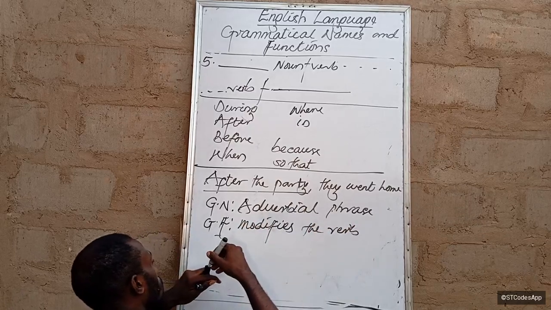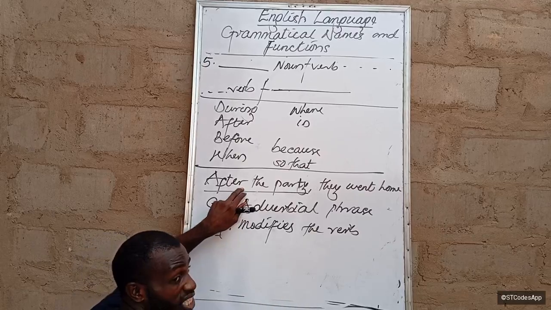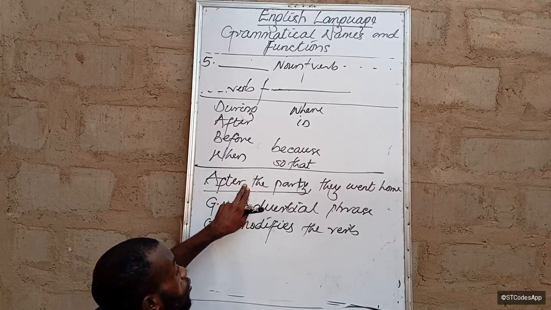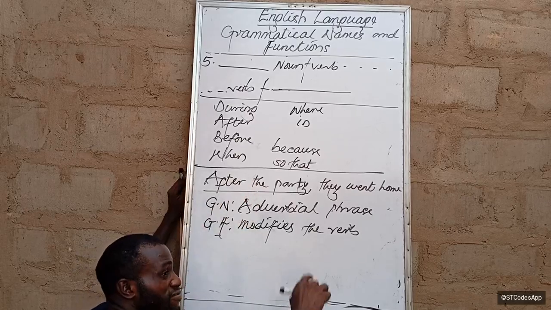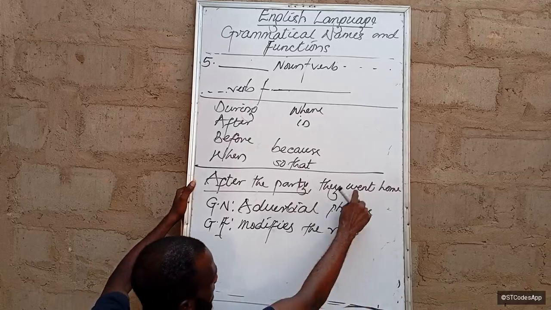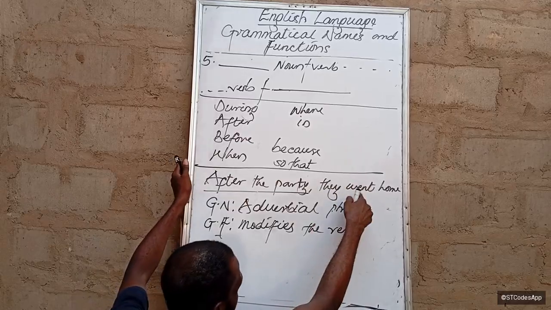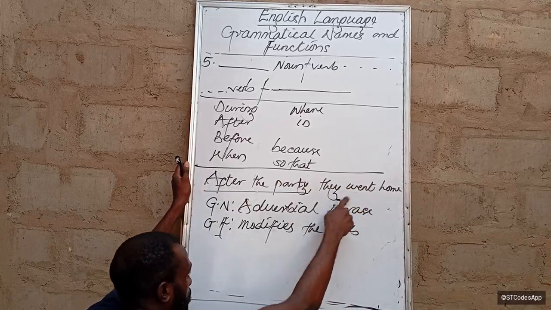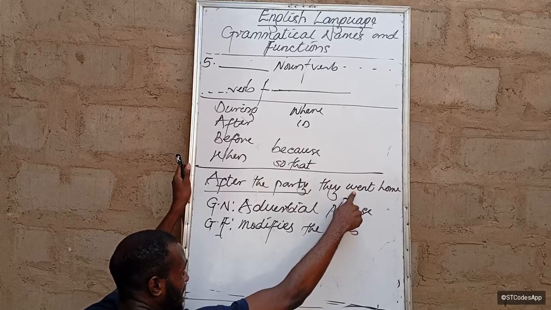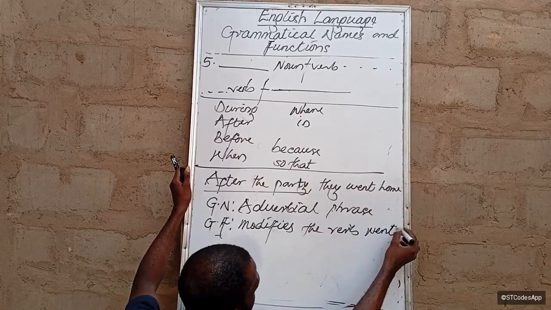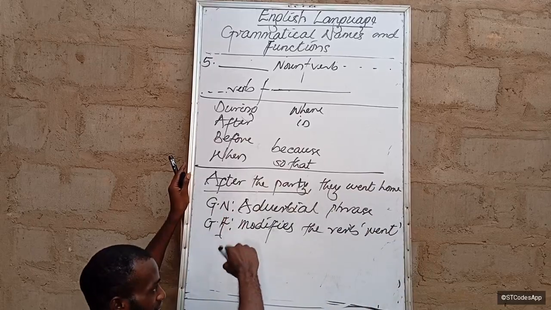Now listen, you said this thing is connotative of time, right? So what time is it connotative of? The time that a verb happened. Which verb happened? The time they went home. Is that correct? So it modifies that verb, gives us more information about when the going happened. So it modifies the verb went.